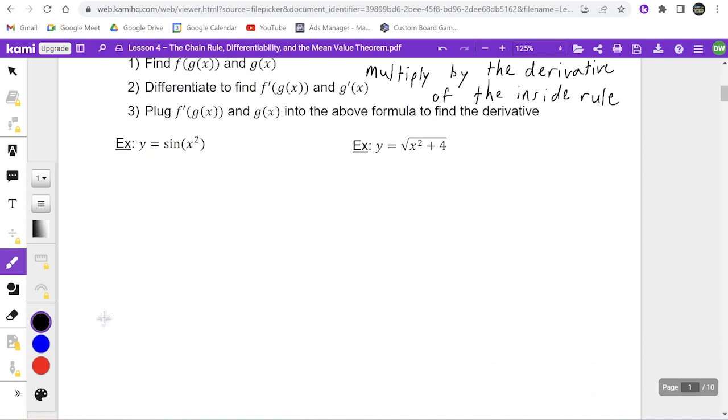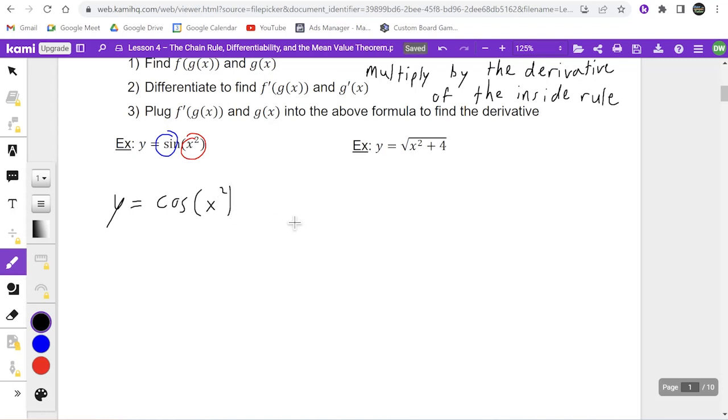First one, y equals the sine of x squared. All you need to do is first of all recognize what's the outside rule and what's the inside rule. The outside rule is going to be your sine, and the inside rule is going to be your x squared. So all I'm going to do is ask myself, what's the derivative of sine? And if you remember from last week, you know it's cosine. So y equals the cosine of x squared. Notice I'm keeping x squared.